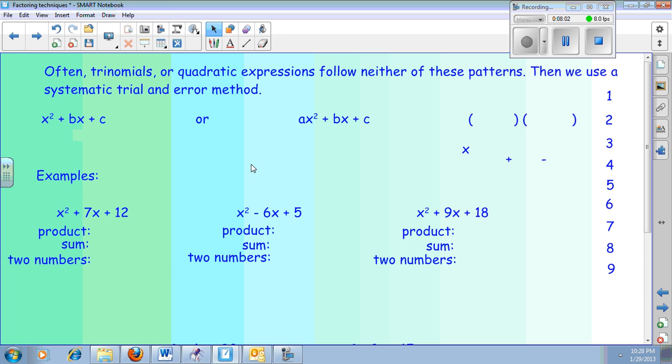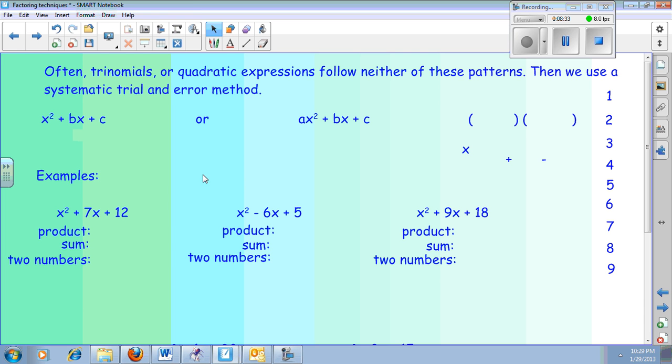So the next method is when you don't have one of those special patterns, where you don't have the difference of squares, and you don't have a perfect square for the third term. In other words, you just have x squared plus bx plus c, or ax squared plus bx plus c. Now, to start with, we'll look at just x squared plus bx plus c, because it's much, much easier when x squared has a coefficient of 1.